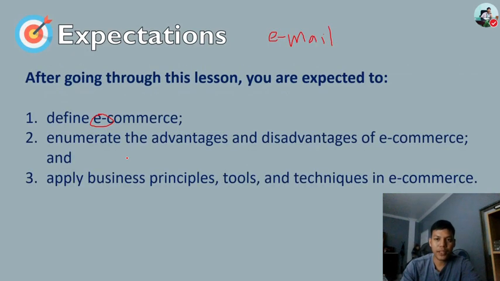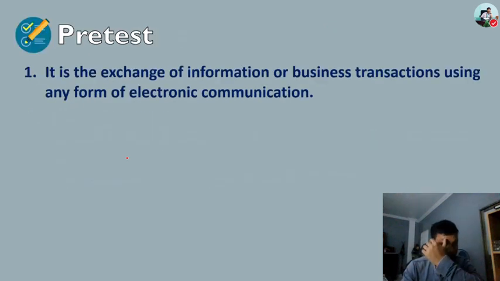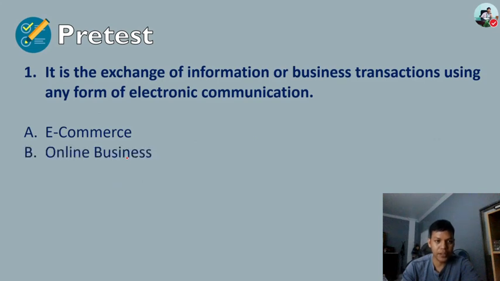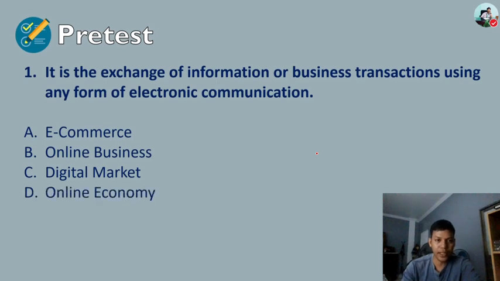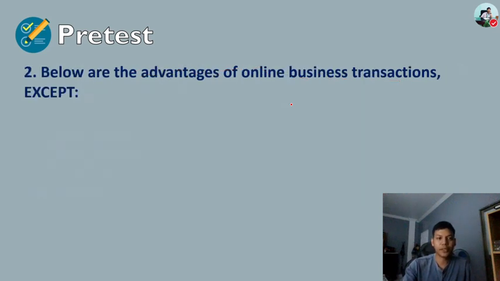So before we have this discussion, we will have a pre-test first again. So prepare 5 questions, and we will start with question number 1. It is the exchange of information or business transactions using any form of electronic communication. A, e-commerce. B, online business. C, digital market. Or D, online economy. Again, this is an exchange of information or business transaction using electronic communication. So the answer for number 1 is no other than letter A, e-commerce.